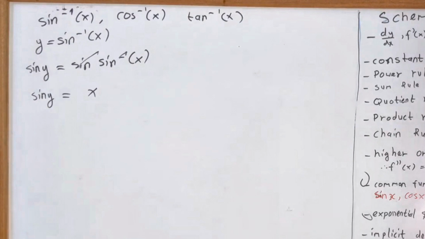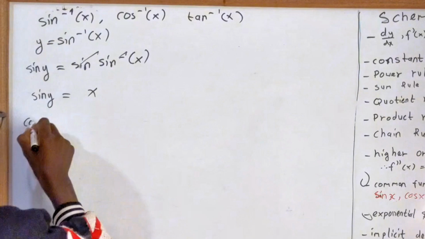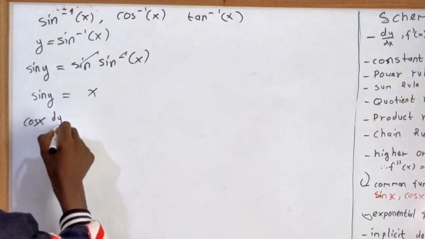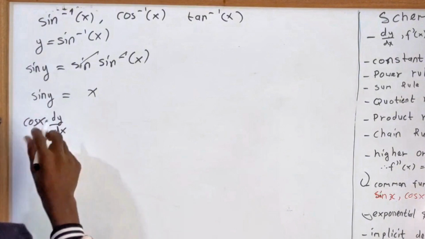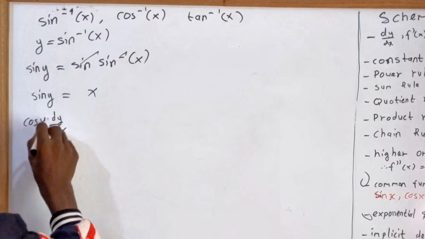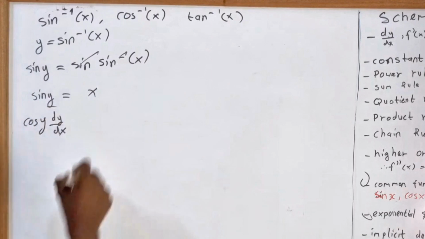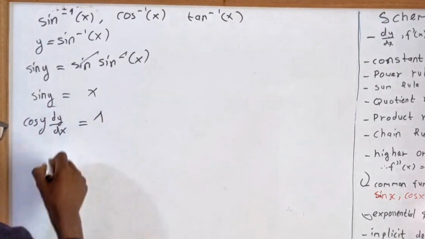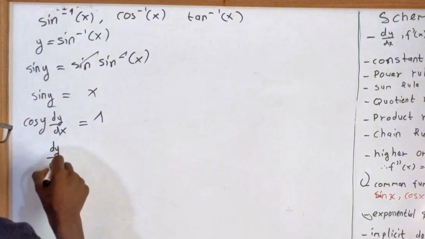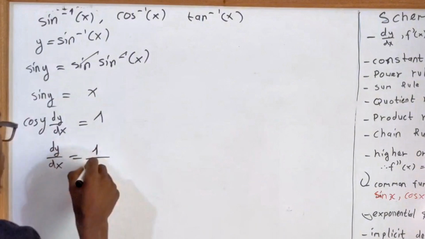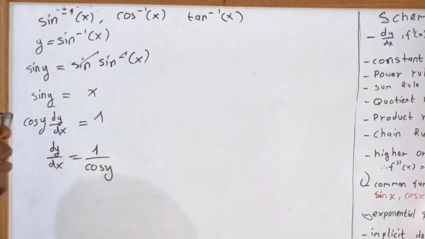Differentiating sine x, we are going to have cos x. Therefore, we are going to have cos y dy over dx, because with respect to x, it is cos y, because here is y. Cos y dy over dx is equal to 1. Therefore, our dy over dx is equal to 1 over cos y.